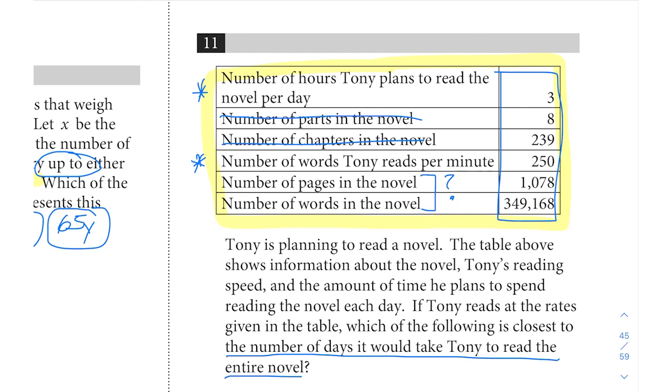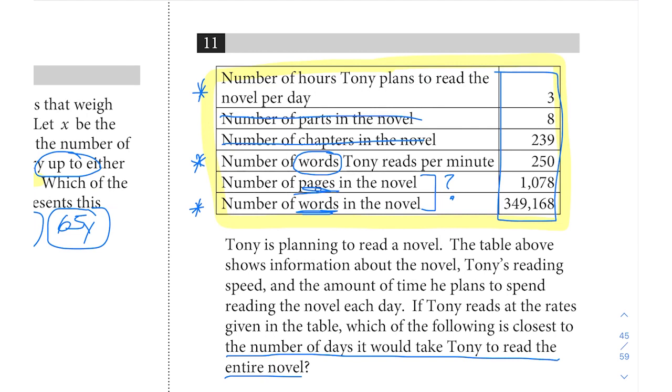So let's see what we have that can potentially relate to that. Here, this data piece is number of words that Tony reads. They don't give us a rate in terms of number of pages. So between these two, if we're going to use pages or words to identify our rate, we would use words in this question because they give us a rate for the number of words per minute that Tony reads. So it's really important to recognize that the units need to match in order for us to use those to our advantage to solve a question like this.